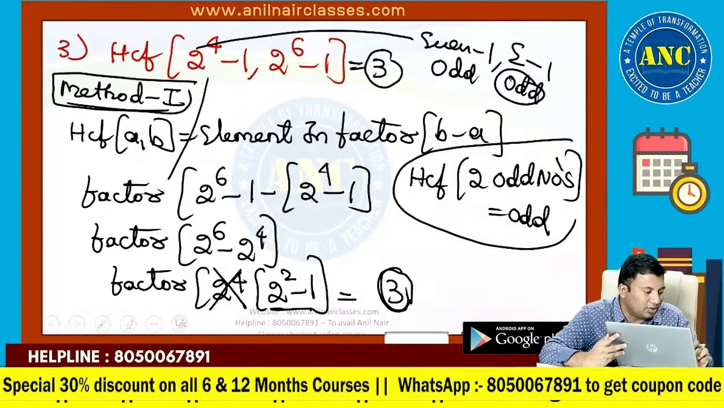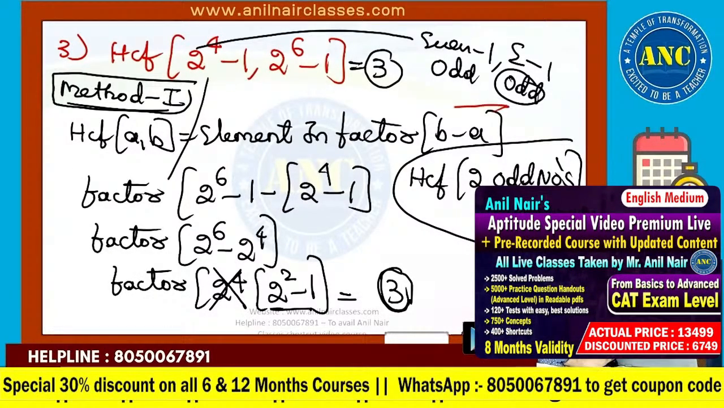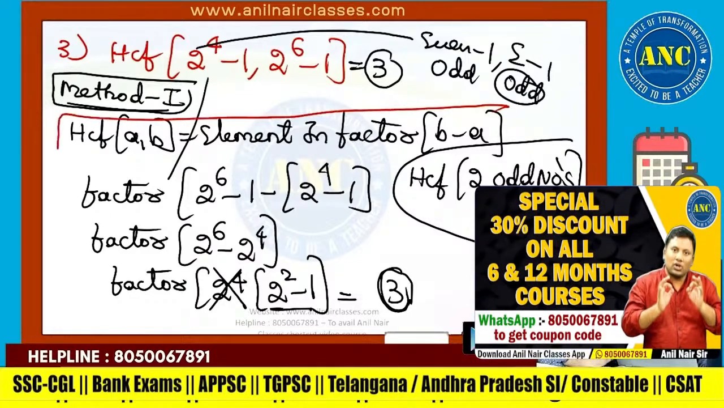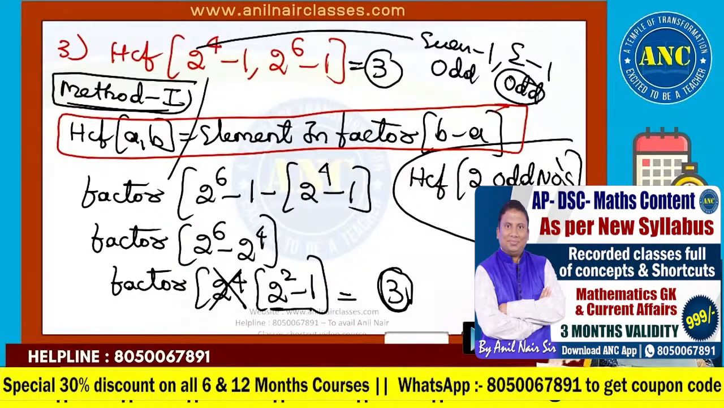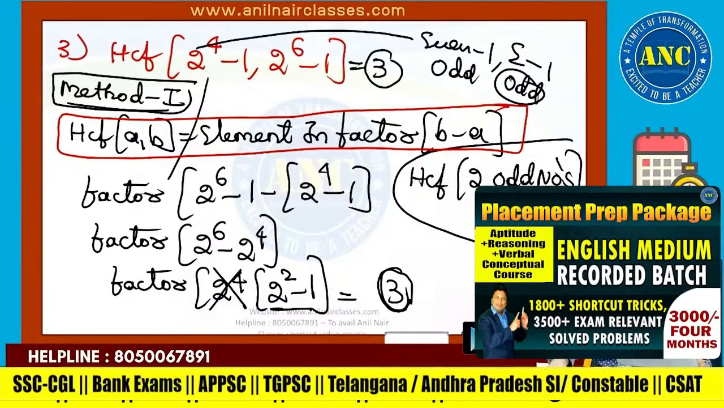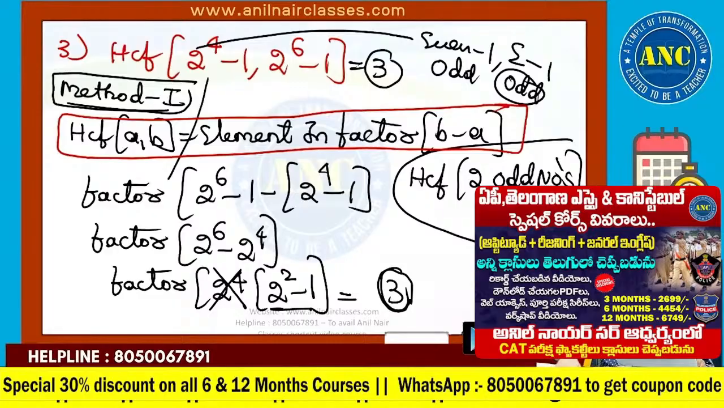What is method 1? Method 1 is: HCF of any two numbers, the answer is an element in the set of factors of their difference. I hope the idea is clear. Third one, I hope it is clear.